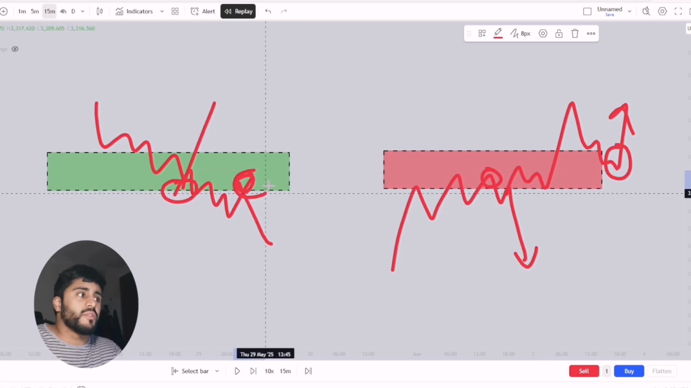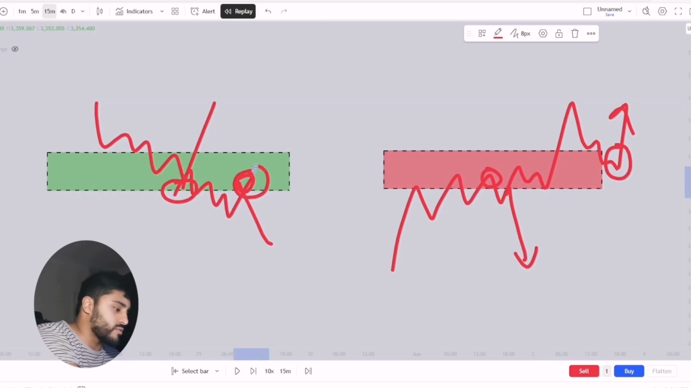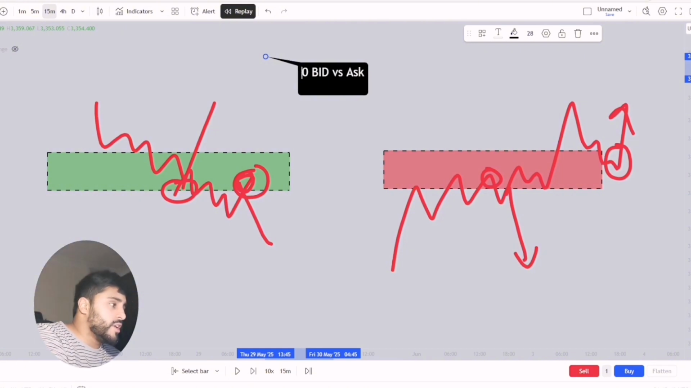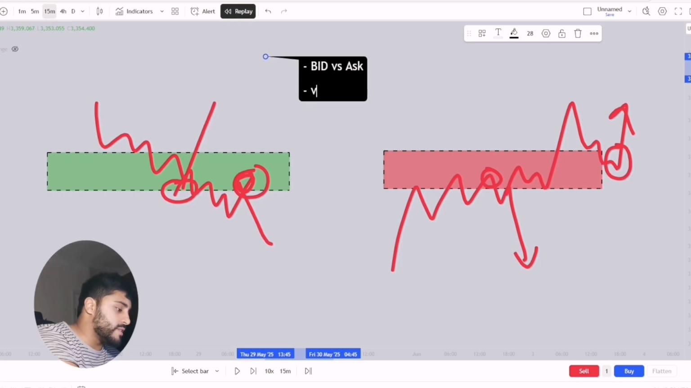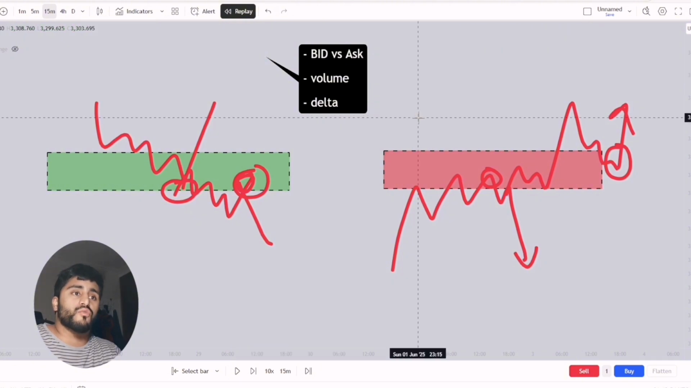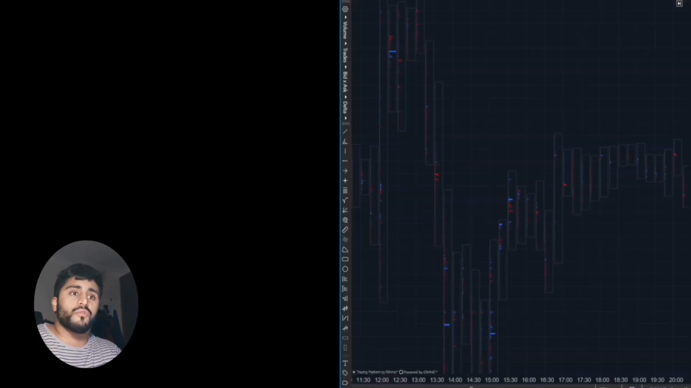So you've got to understand a couple of things. You need to understand three things. You need to understand bid versus ask, that's the first thing. You need to understand this concept of volume, and you need to understand the concept of delta. So these are the three things that are unraveled when you start using order flow footprint charts.